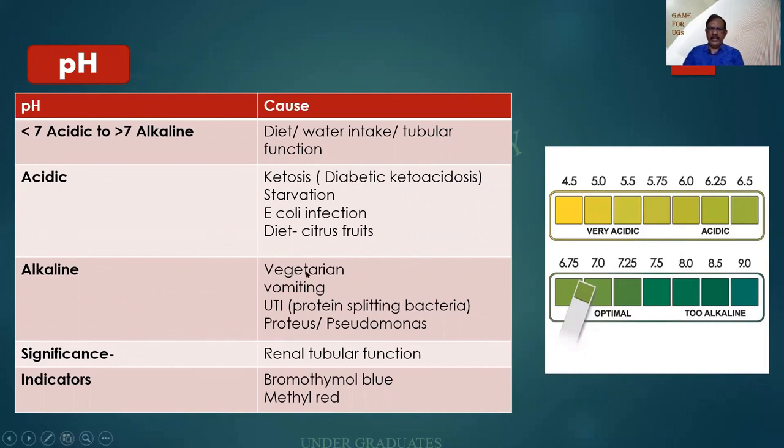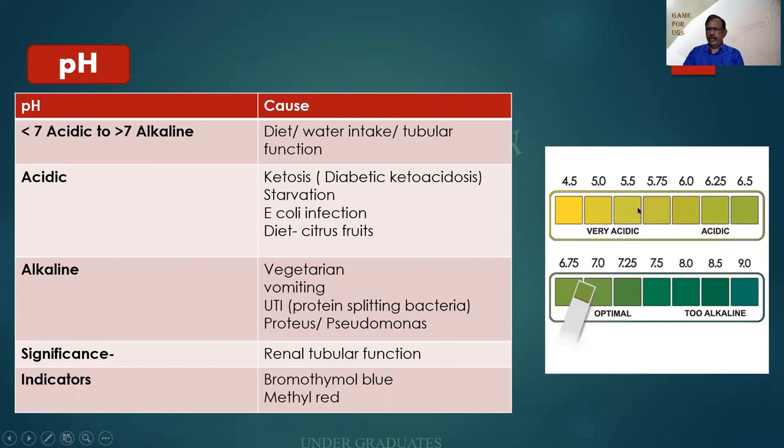Alkaline, in a vegetarian diet, vomiting, urinary tract infection because of protein splitting bacteria. Proteus, Pseudomonas are the examples. So you can get acidic urine, you can get alkaline urine. The significance is you will know the tubular function. And the indicators are bromothymol blue and methyl red. These are the two indicators.